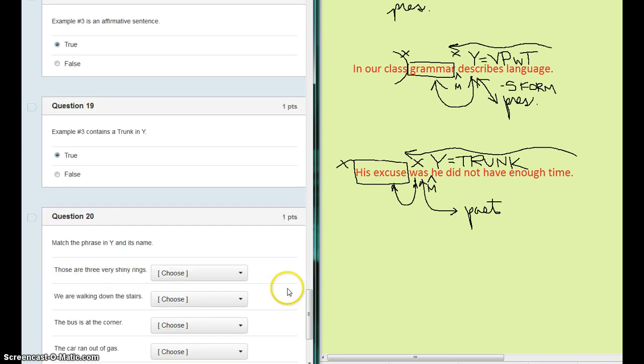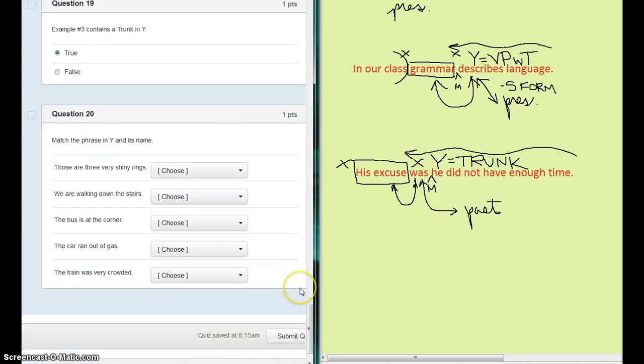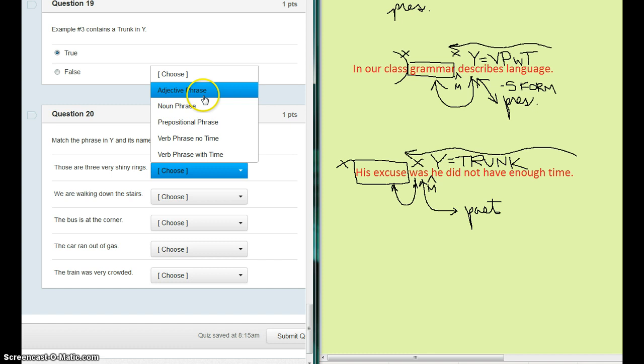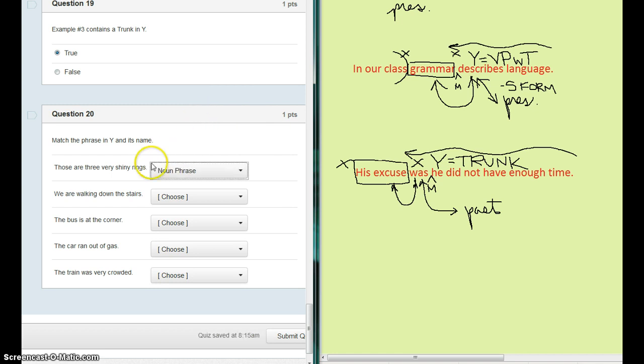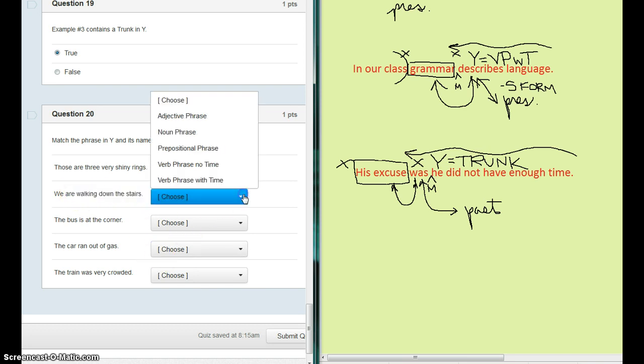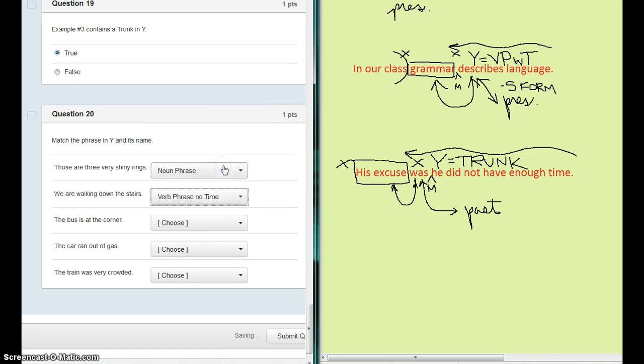And now I just wanted to ask a few questions to make sure that we're comfortable identifying and naming phrases. So match the phrase in the Y and its name. So now in Y we have 3 very shiny rings. 3 very shiny rings is a noun phrase because rings is the head. We are walking down the stairs. So walking down the stairs is the phrase in Y. And walking down the stairs is headed by walking, and that makes it a verb phrase no time.